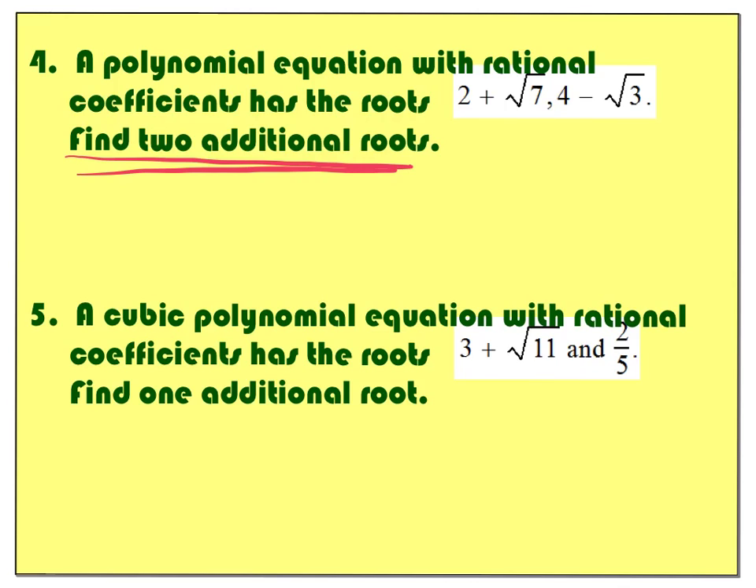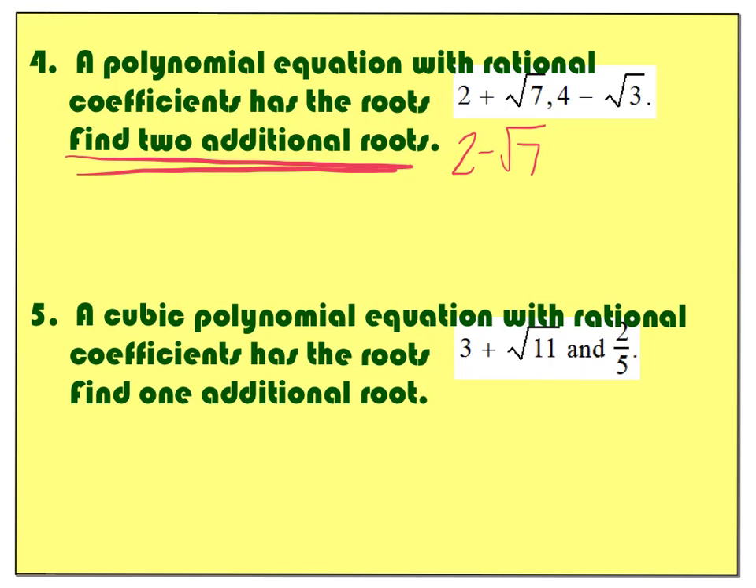So what we have to think about here is the buddy system. The technical terminology for the buddy system is the conjugate root theorem. So if you see conjugate root theorem, think buddy system. Does 2 plus radical 7 have a buddy? Yes, because any radical must have a positive and a negative value associated with it. So I know that if 2 plus radical 7 is a root, then 2 minus radical 7 is also a root.